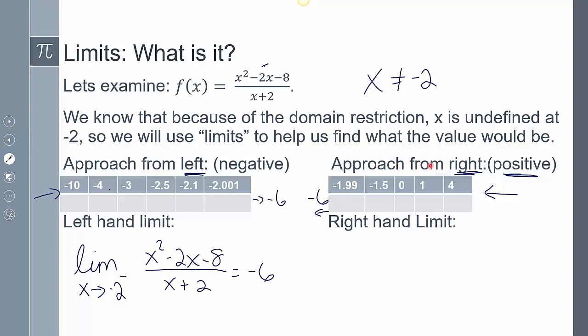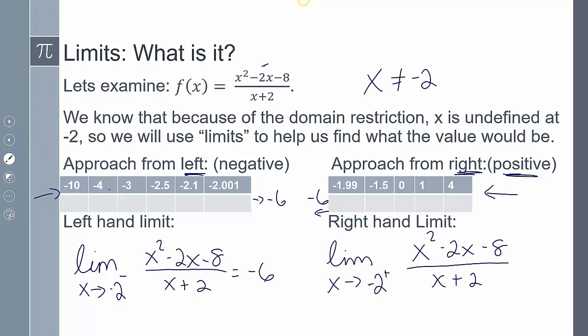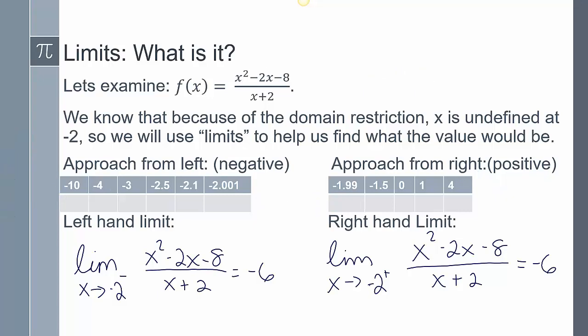Now we're going to approach from the right. So go ahead and pause it, kind of think about it. How do you think I would write this limit? It's going to be very similar. For the right-handed limit, essentially the same thing. The limit as x goes to negative 2, but this time, because we're approaching from the positive, we're going to write it with this plus symbol. And that means that we're approaching from the positive side of that same function. Well, we can conclude the same thing. It's going to be negative 6.